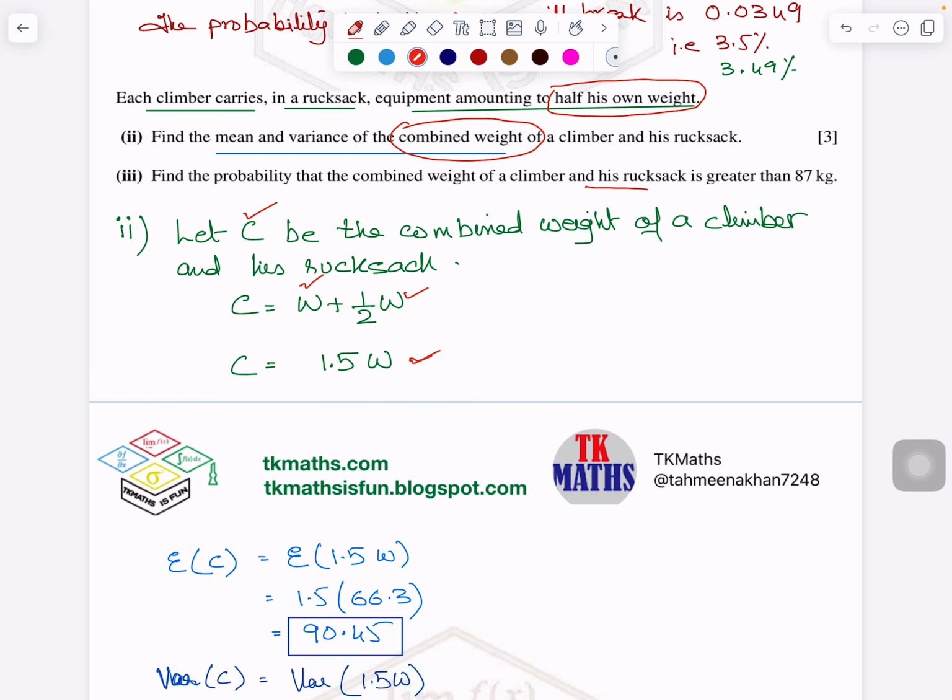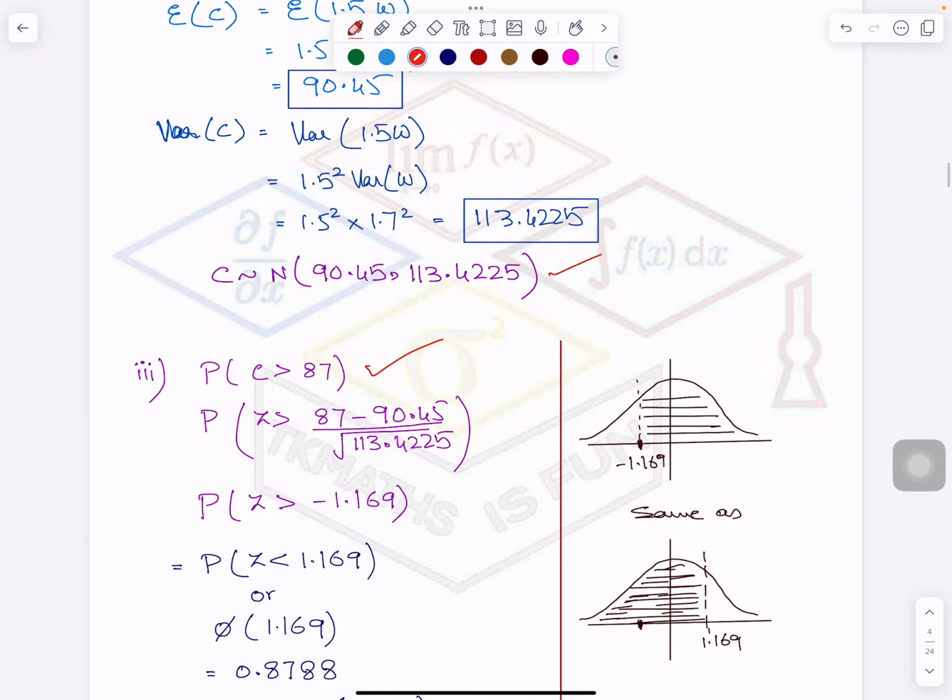What is the question saying? Greater than 87. You have to find the probability that the combined weight of the climber and the rucksack is greater than 87 kg. So I have written it here, and then I'm applying the same formula. Z is equal to x minus mu over standard deviation. Calculating. Now, why do I always draw? It's not compulsory. If you can do it mentally, imagine it, it's fine. But in some cases where students find it difficult, it's better to avoid any mistake, so sketch it. From this point, this is negative z and this is positive z.